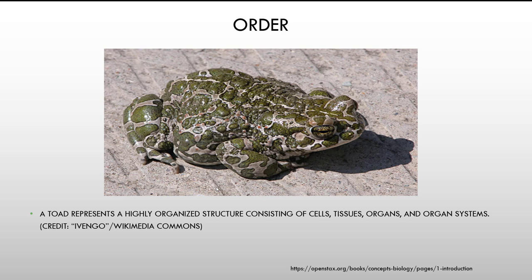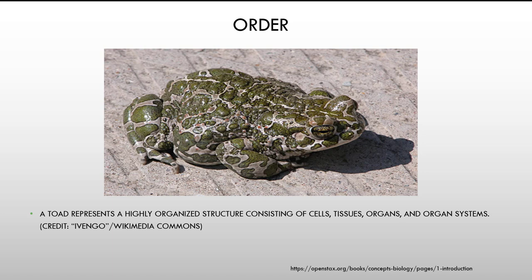When we look at this toad here, this is a highly organized organism. It consists of organ systems. It has a respiratory system. It has a digestive system. It has a reproductive system. It has a muscular system. And then its respiratory system contains different organs. It has the lungs. It has the circulatory system that carries the oxygen from the lungs to the cells. Things like that.